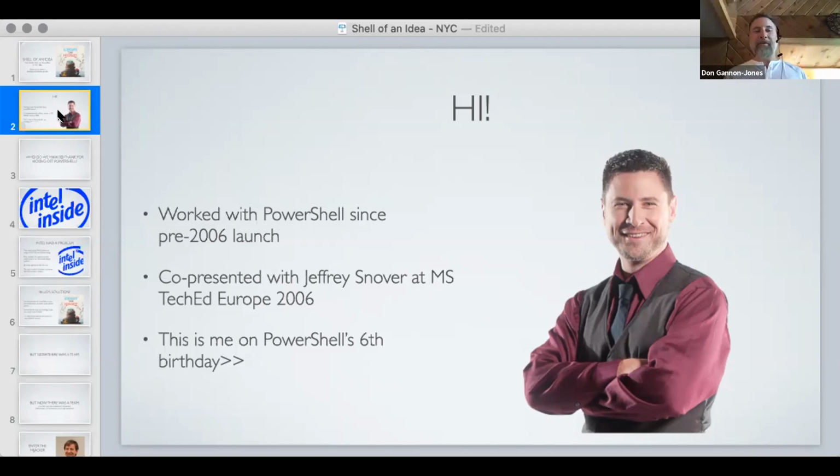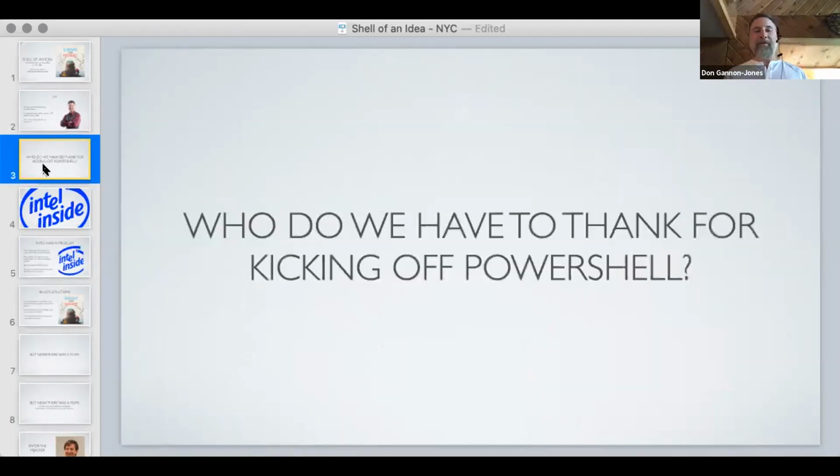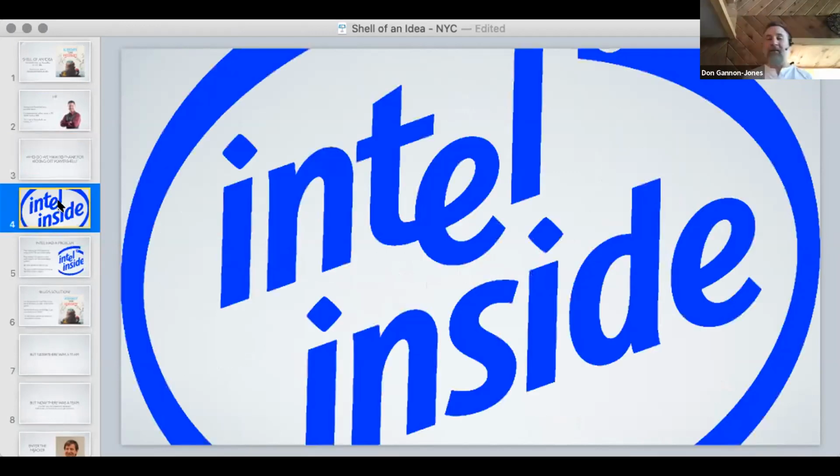So who do we have to thank for actually making PowerShell a thing? If you were to go all the way back in time to the very, very beginning, where was PowerShell's genesis? And it turns out it's a little company called Intel.